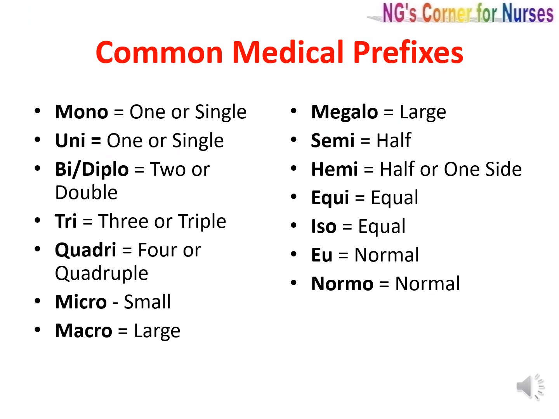In this session, we will discuss some common medical prefixes. First is mono. Mono means one or single. As an example, we can say monoplegia, that is paralysis to only one limb, or mononuclear cell, that is the cell with one single nucleus.